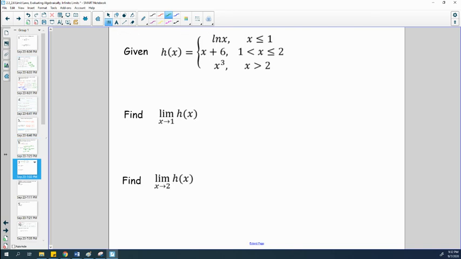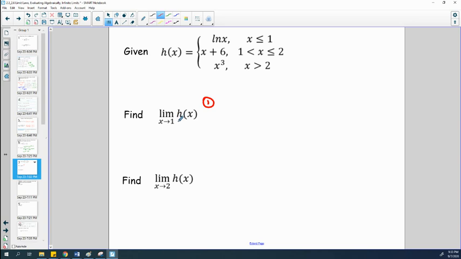Let's look at another problem. Here we have 3 pieces to our piecewise function. That's fine. We have no problem with that. So I want to take the limit of h of x as x approaches 1. Again, I have to use the left-hand limit and the right-hand limit. For this one, if I look at my functions, I have x is less than or equal to 1, I have x is between 1 and 2 inclusive, and I have x is greater than 2.